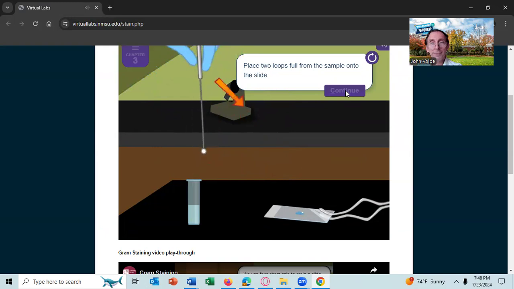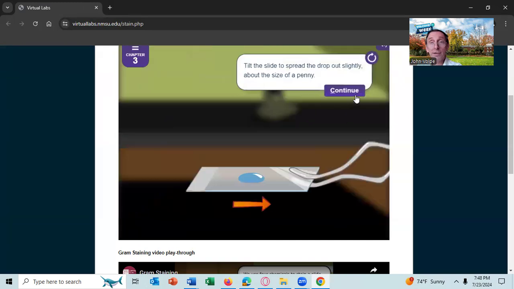Trying to get to the point where I want to show you. I mean, obviously you need to learn this stuff too. Tilt the slide to spread the drop out slightly.